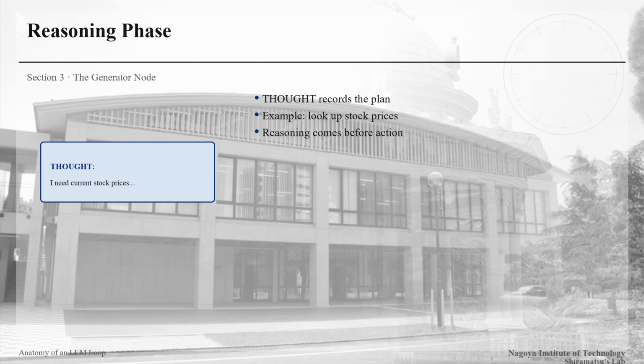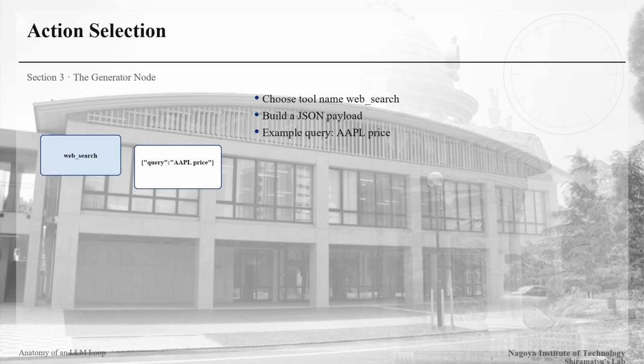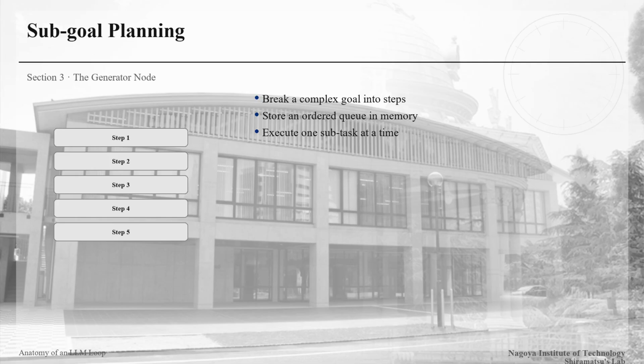In the reasoning phase, the model may think, I need to look up current stock prices using the search tool. Then the generator selects a tool such as web search and constructs a payload with the query. For complex goals, the generator can decompose work into an ordered queue of subtasks.